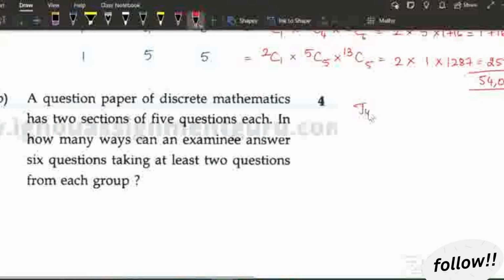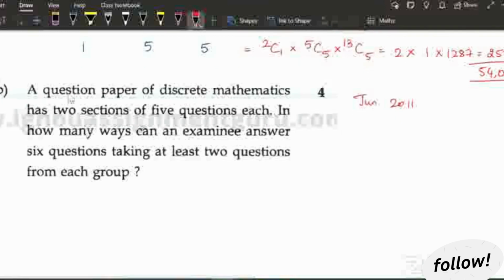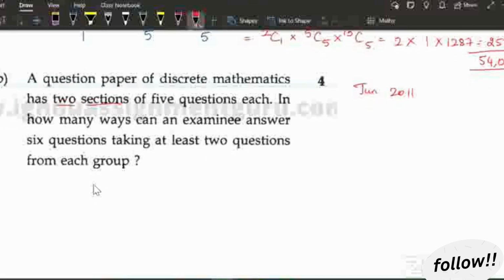So this is from June 2011. A question paper has two sections, which means we have two groups of 5 questions each. Section A has 5 questions and section B has 5 questions. Each group we have written. And in total we need to answer 6 questions. So the total to be answered is 6.